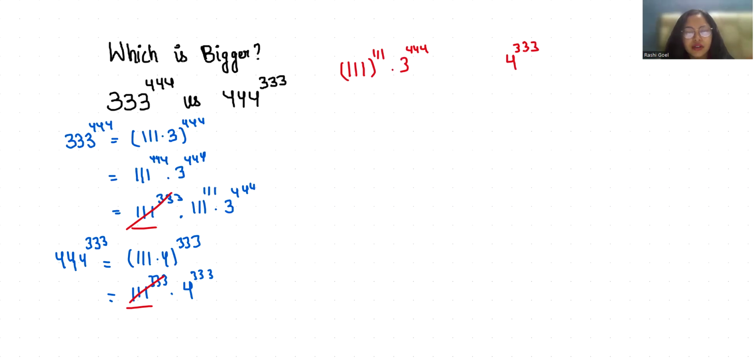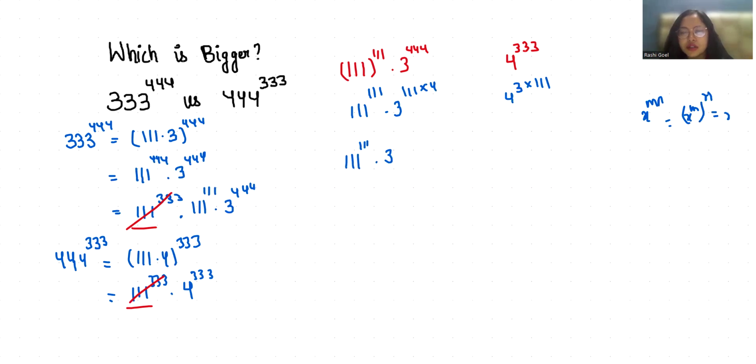So this is 111 power 111 times 3 power 4 times 111, and 4 power 3 times 111. According to the exponent rule, x power mn, I can write it as x power m whole power n or x power n whole power m. So this becomes 3 power 4 whole power 111, and this becomes 4 power 3 whole power 111.